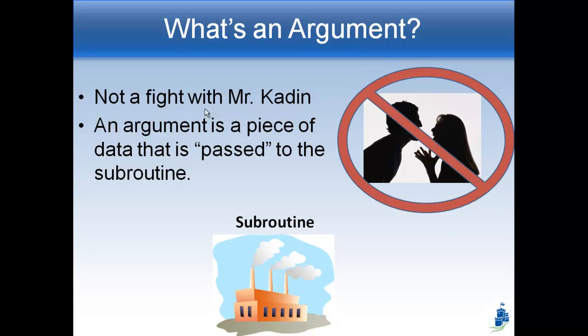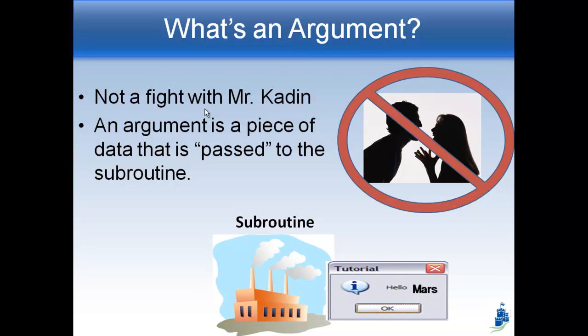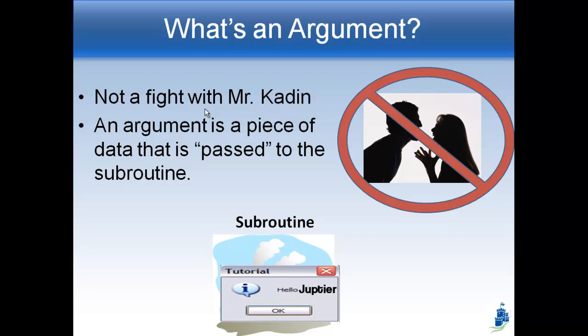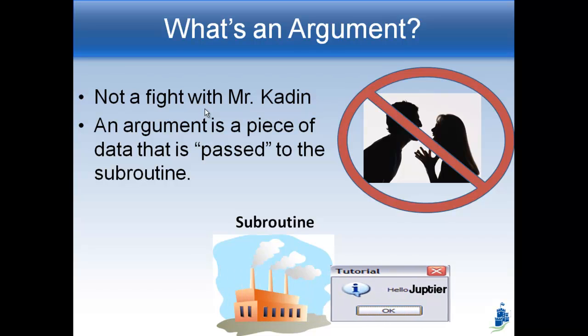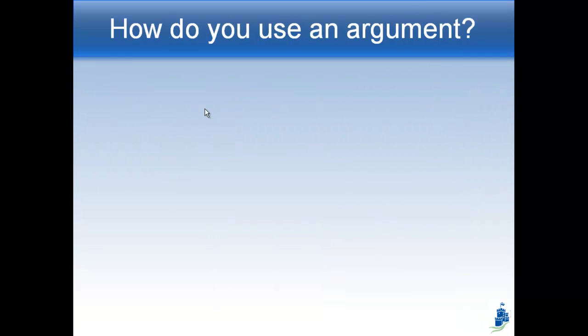Instead of just saying hello world, maybe we can say to the factory, here, let's send Mars in the front door of the factory, and instead of saying hello world, we'll say hello Mars when the subroutine is done. Or we could pass in Jupiter, and it will say hello Jupiter. Okay, so an argument is when we just pass information to the subroutine, and then we can do stuff with it.